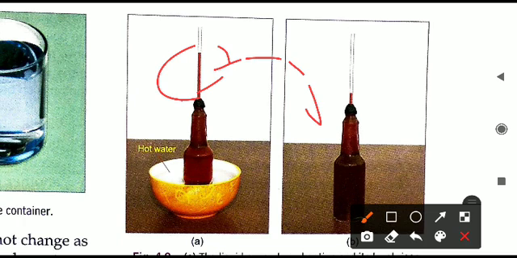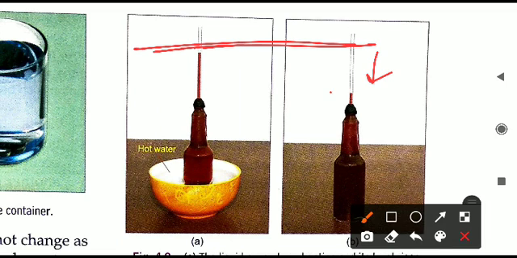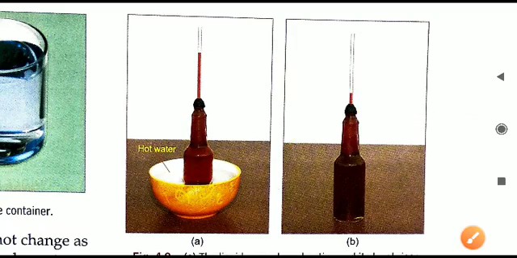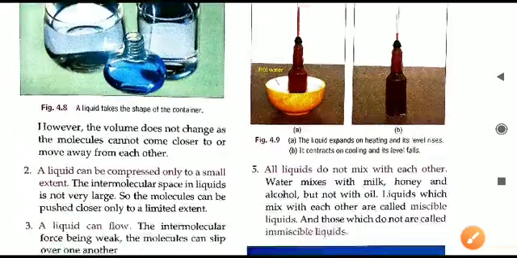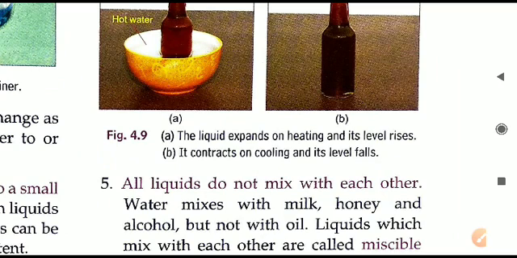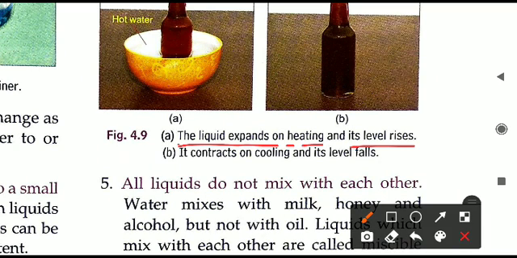Now the same bottle of colored water, we keep outside the container, that is, the bowl. So on this, what will happen? It will cool down, and on cooling down again you can see the level of the water. Earlier it was up, now the same level has come down. So that means contraction. On cooling down, what has happened? On cooling down, the liquid contracts. On heating, liquid expands and on cooling, liquid contracts. So this is a small activity to show the same thing. This is written here also. We'll read this one time here. The liquid expands on heating and its level rises, and it contracts on cooling and its level falls.